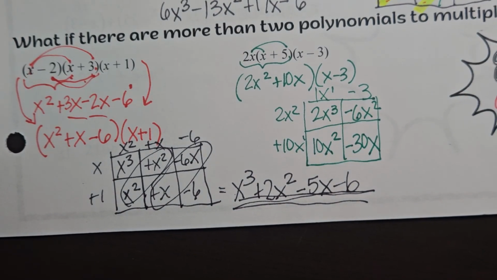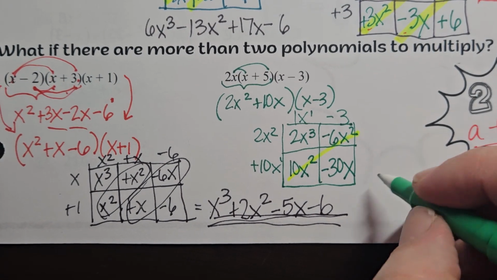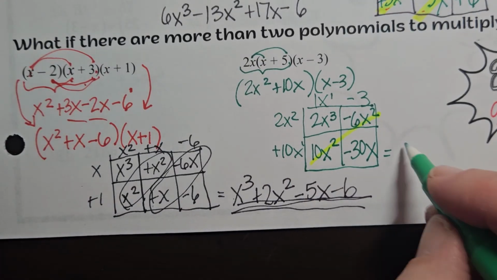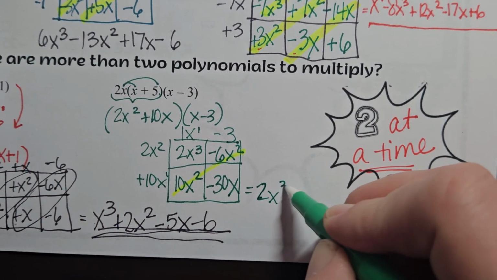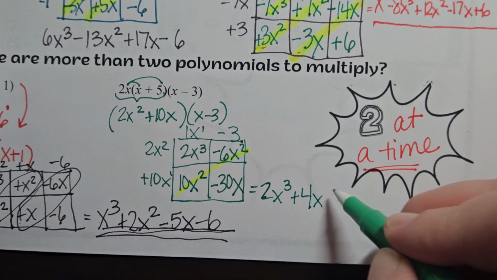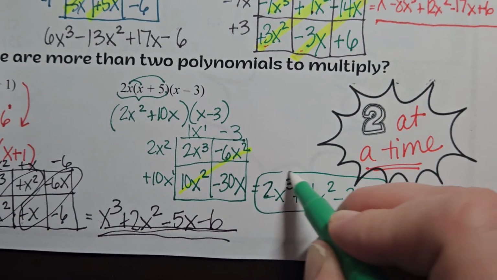We just have one set of like terms here on the diagonal, so we'll add those. We get 2x cubed plus 4x squared minus 30x. And there's that one.